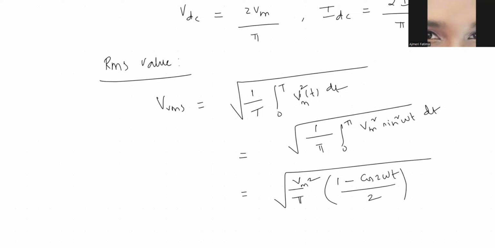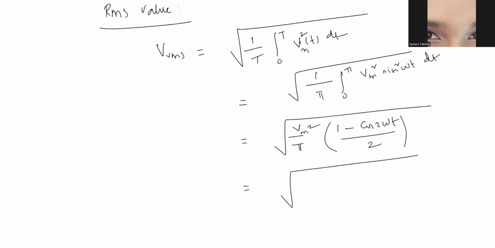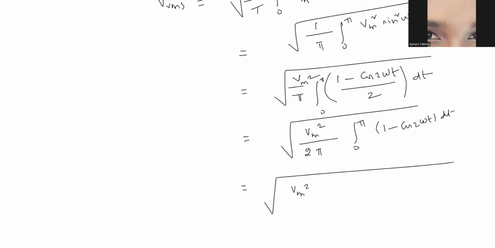Right. So integrate under root Vm square by, this 2 I'll write outside, 2 pi. This is integration 0 to pi. So what you are left with is 0 to pi 1 minus cos 2 omega t dt, right? So you'll get under root Vm square by 2 pi. Integration of 1 dt is t, minus integration of cos 2 omega t is sine 2 omega t by 2, into internal differentiation. So 0 to pi. Now just apply upper limit and lower limit.